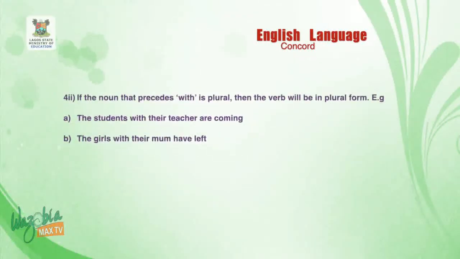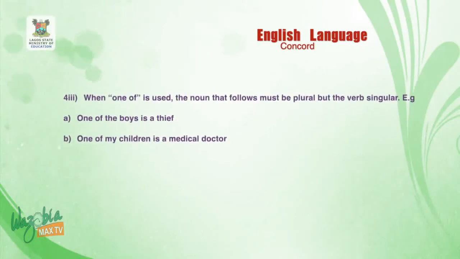4.2. If the noun that precedes "with" is plural, then the verb will be in plural form. For instance, the students with their teacher are coming. We can always have the students are coming with their teacher. The guests with their mom have left. Now, 4.3. When "one of" is used, the noun that follows must be plural but the verb singular. For instance, one of the boys is a thief. One of my children is a medical doctor.